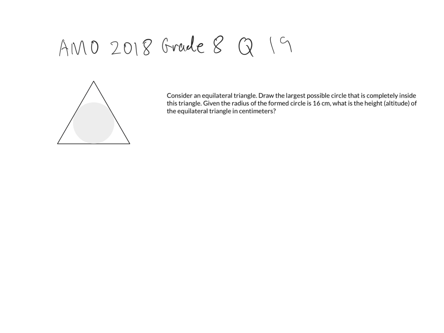Consider an equilateral triangle. Draw the largest possible circle that is completely inside this triangle, and given the radius of the formed circle is 16, what is the height, the altitude, of the equilateral triangle in centimeters? I know my reading is fast, but please bear in mind and simply read the question. I will give you 5 seconds.